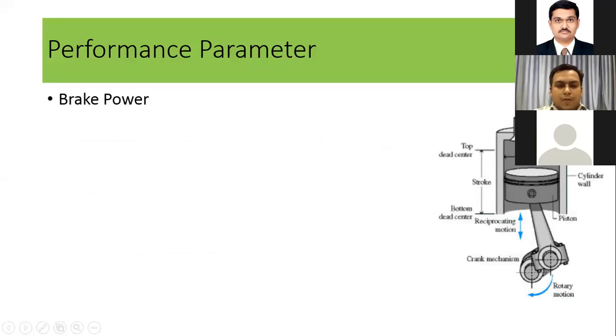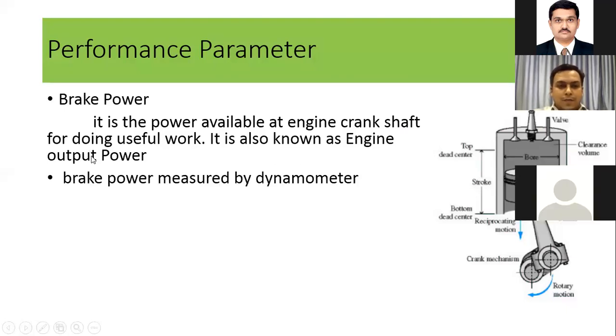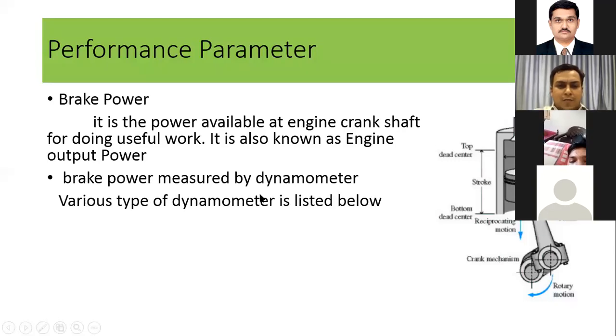Now brake power. The power produced inside the engine is not very useful for our purposes. For our purposes, we require power on the rotation of the crank mechanism. So brake power is the power available at the engine crankshaft for doing useful work, and it is also known as engine output power. Brake power is measured by the dynamometer.